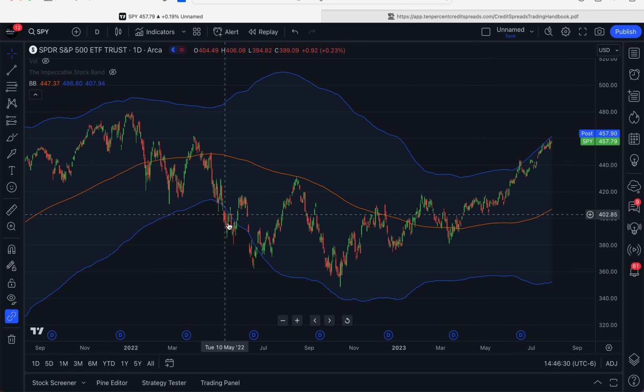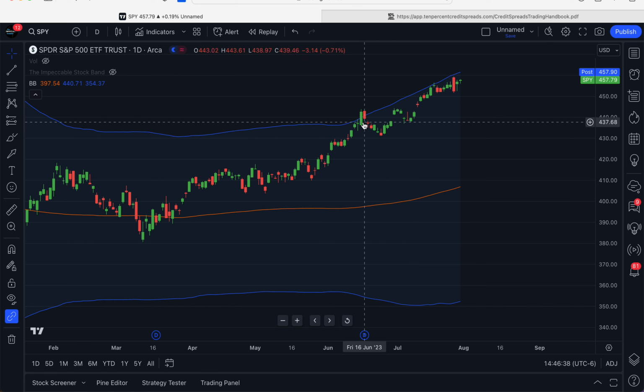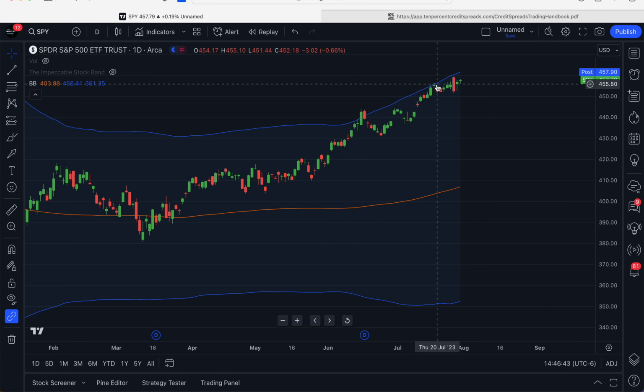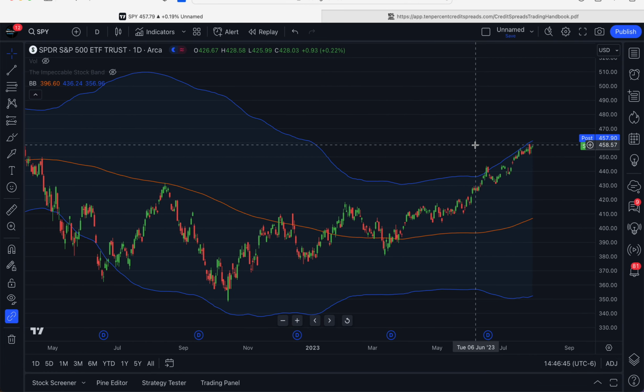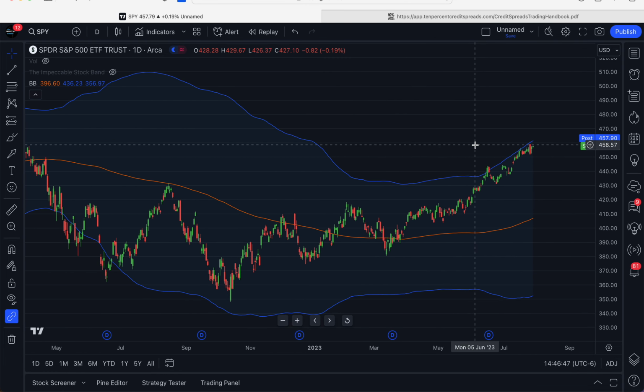For instance, right here, we see that it breaks to the downside. Then we see a quick push back up, breaks to the downside, quick push back up. And again, we see this here. When we break on a strong green candle above, we have a slow reversal. When we break it, then the market starts slowing down. You can see here, when we get within these outer ranges, the market either reverses or slows down.